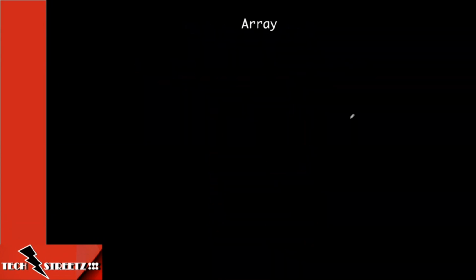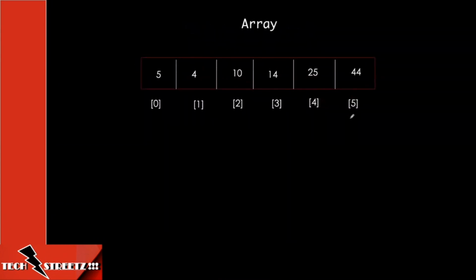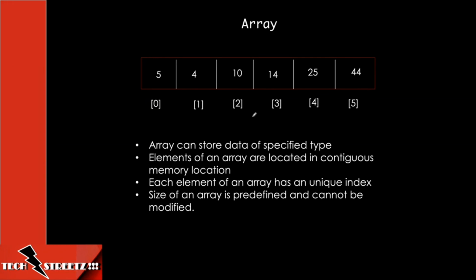Now let's understand this array. This is how the array looks like. Here we are storing 6 integer variables in this array. All elements in the array must be of same type. Here in this example, you are seeing all these elements are integers. This consistency allows the compiler or interpreter to allocate the correct amount of memory for each element.